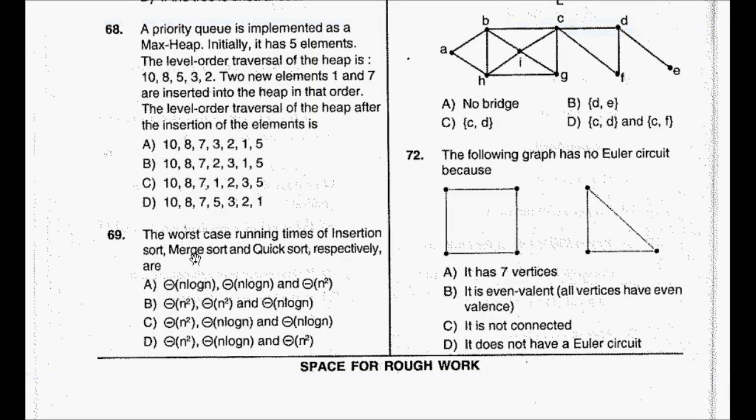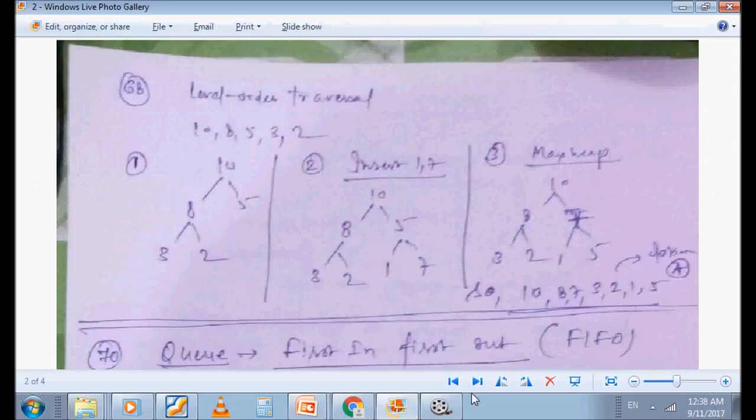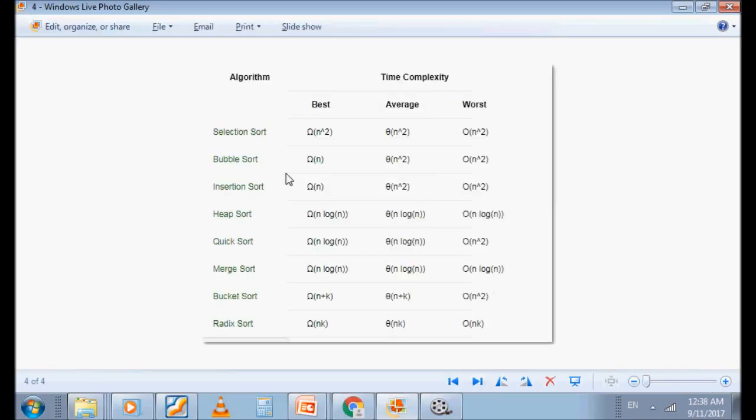The worst case running time complexity of insertion, merge and quick sort. Okay, so here I am having that table. Insertion sort का worst case O n square है, merge sort O n log n है, और quick sort O n square है, depends upon the pivot. Okay, so this is an important table, you should recall. Now they can ask any other sorts. So it's O n square, O n log n, and O n square.